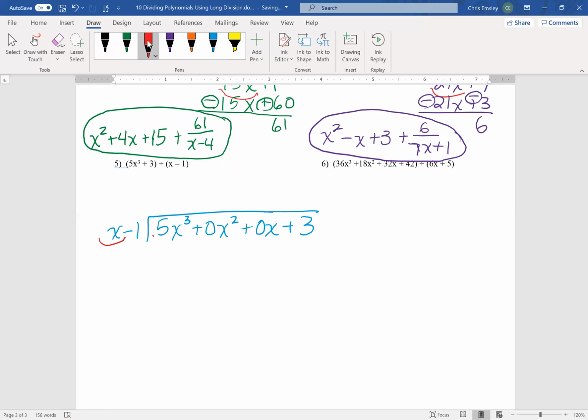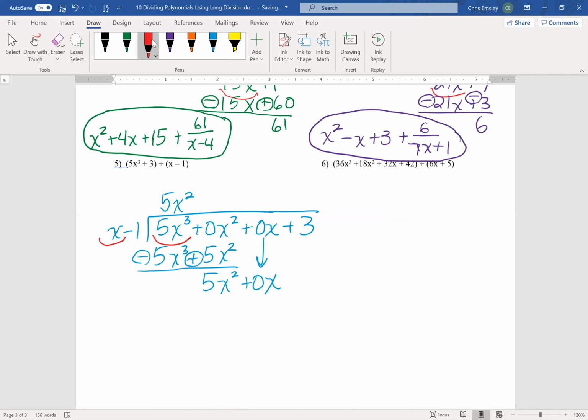What do I multiply x by to turn it into 5x cubed? I need a 5, and I need an x squared. Distribute 5x squared into your divisor. We get 5x cubed minus 5x squared. Draw the line and change the signs. The first 2 terms cancel out, and we get 0x squared plus 5x squared. Drop down your next term. It's just a placeholder, but we still want to put it there.